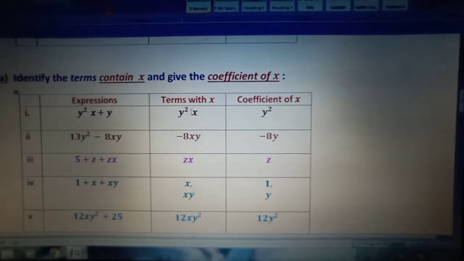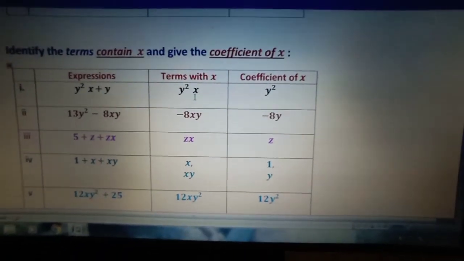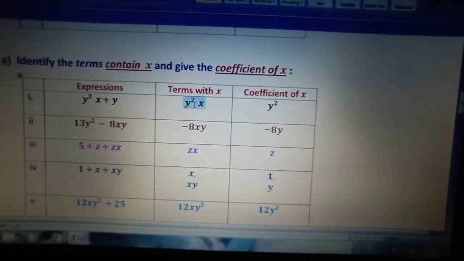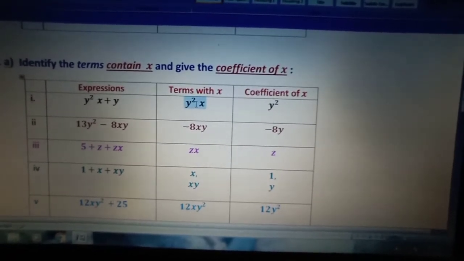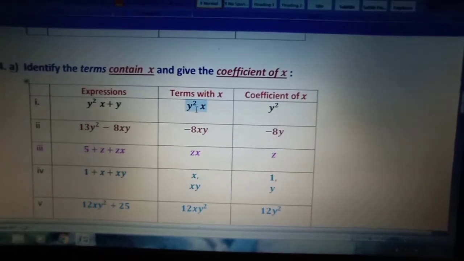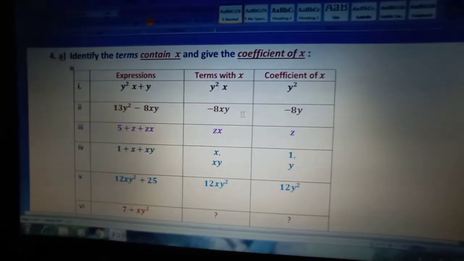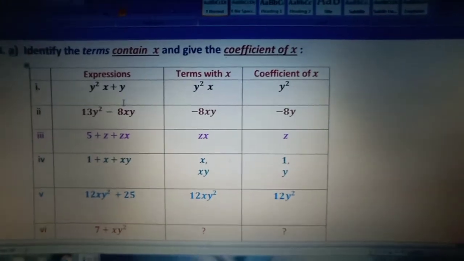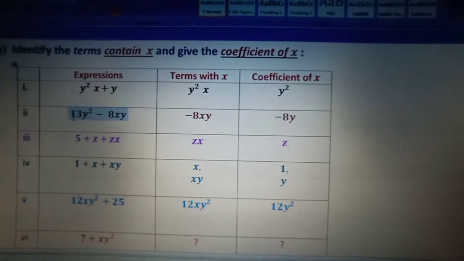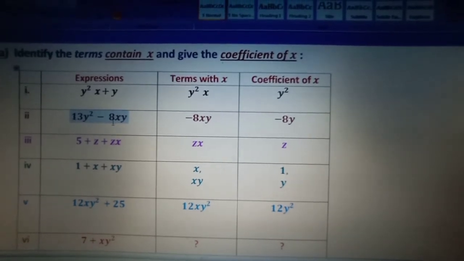The term with x is y square x, and the coefficient of x here, that means who is the best friend of x here? Who is along with x? Only the y square. So you have to mention y square here. Next, minus 13y square minus 8xy.